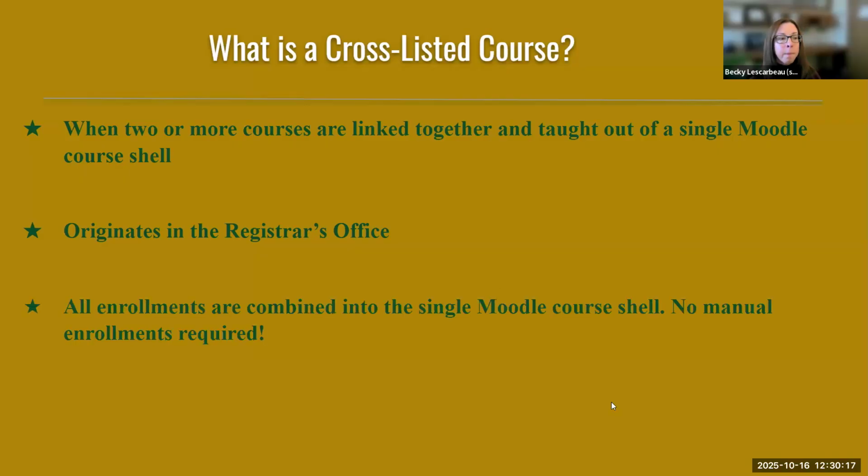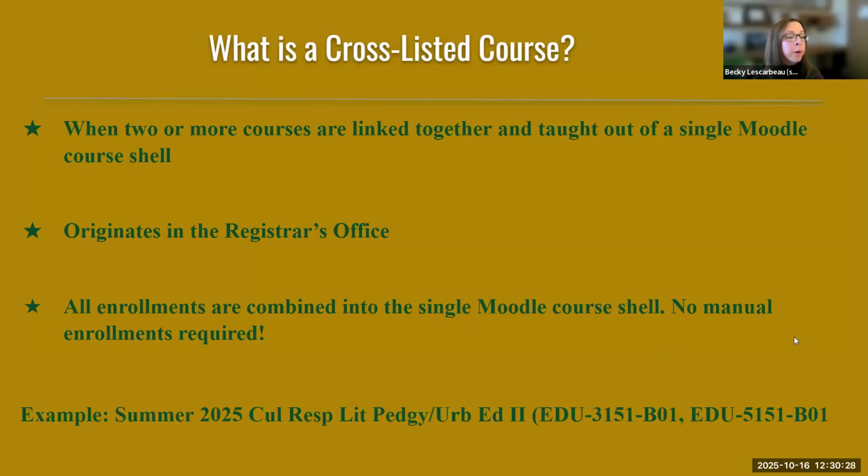All enrollments then are combined into that single Moodle course shell. You do not need to move enrollments from course to course, so no manual enrollments are required. So here's an example of what the cross-listed course might look like in Moodle. You will see that both sections, or 3 or sometimes even 4 sections, will all be listed within the course title. So we ask that this then is the course that you work out of. You assign this for students, and you keep the individual sections hidden because you will not need them.